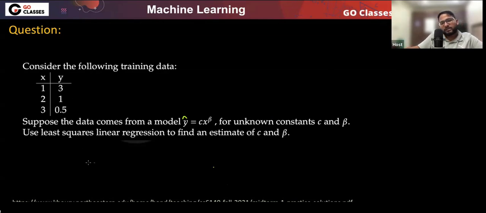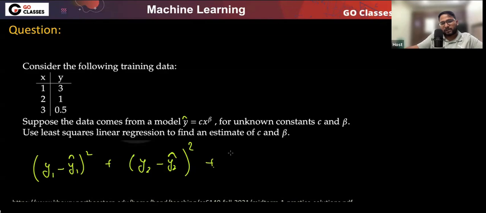One way to do it is this. Basically, three examples are there, right? So the loss is real Y1 minus Y1 cap whole square, plus real Y2 minus Y2 cap whole square, plus real Y3 minus Y3 cap whole square, right? This is one way to do it. Is this fine? What is Y1? Can anyone tell me quickly? This is 3 minus. What is Y1 cap? C into 1 power beta, right? Similarly, and so on, right?